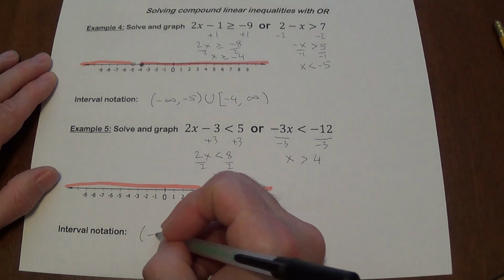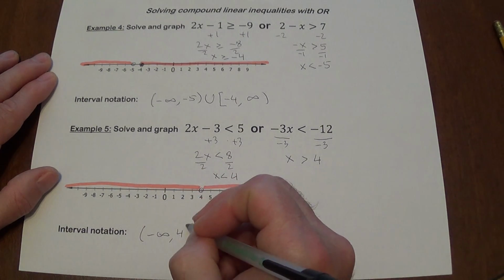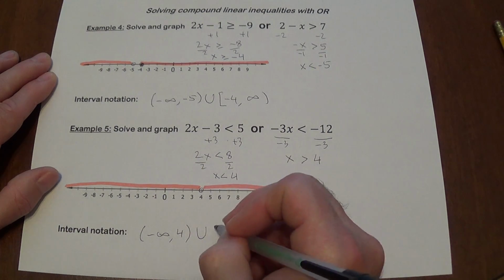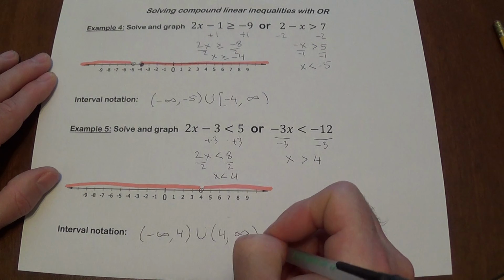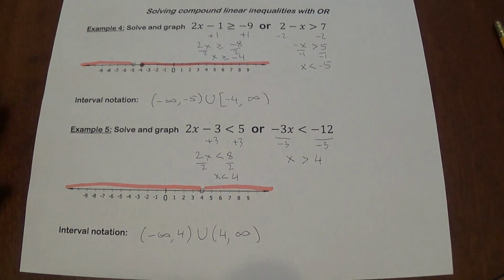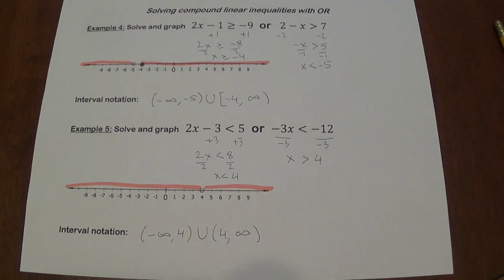The way we write that is going to be -infinity to 4, open, and then union, and then from 4, also open, to positive infinity. This is how you do it with compound inequalities with or. They're called disjunctions. I hope this helps.